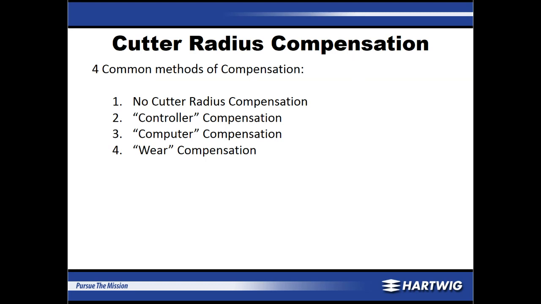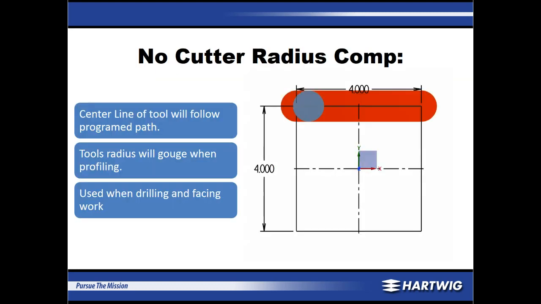Another very common version of cutter radius compensation that's used is what we'll call controller compensation. In this form of compensation, you'll have the controller in charge of the compensation. We have a computer compensation, which will put the onus on the programmer to do the tool's compensation, and then we'll have a wear compensation, which is kind of a mixed match of both. Let's look at these in a little more detail.